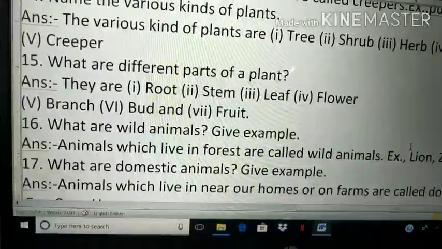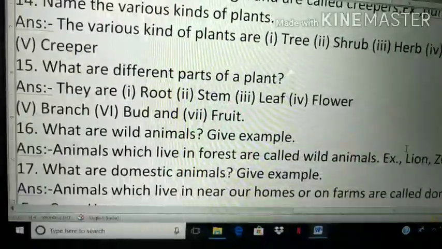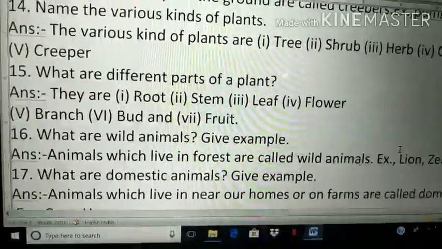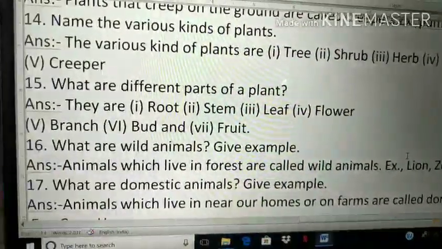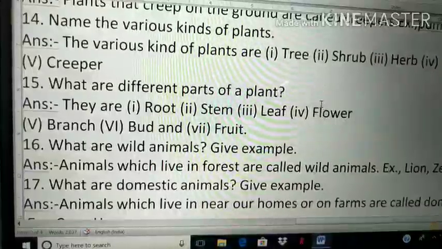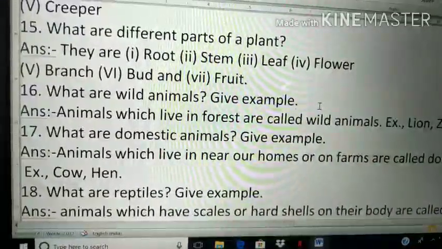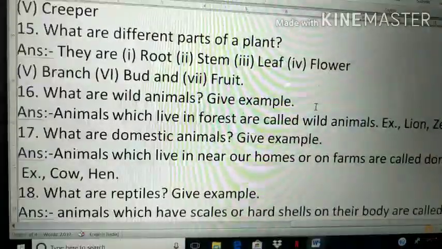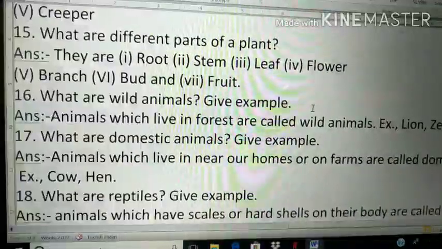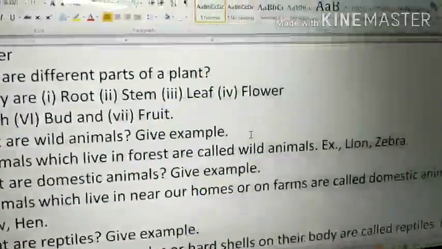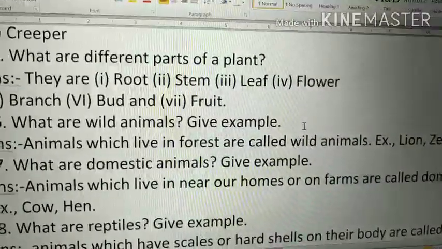What are wild animals? Give example. Animals which live in forests are called wild animals. Lion, zebra. What are domestic animals? Give example. Animals which live near our home or on a farm are called domestic animals. Cow, hen.